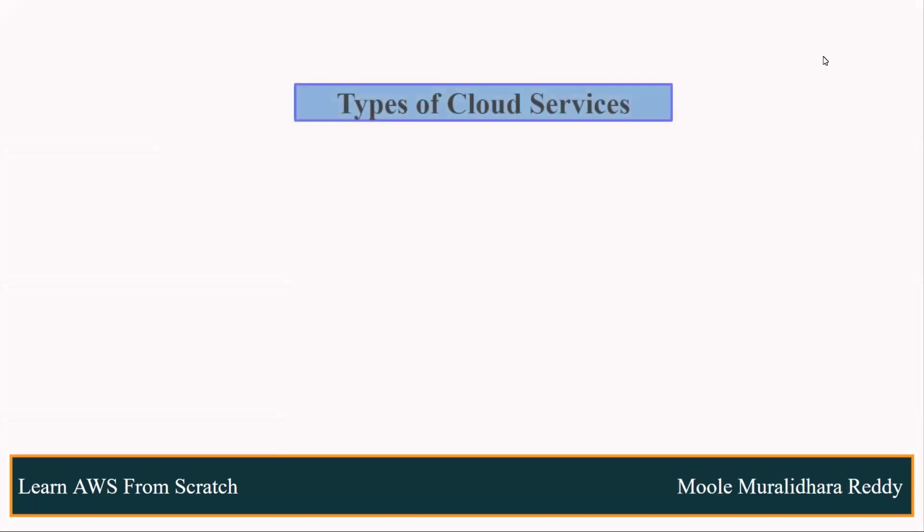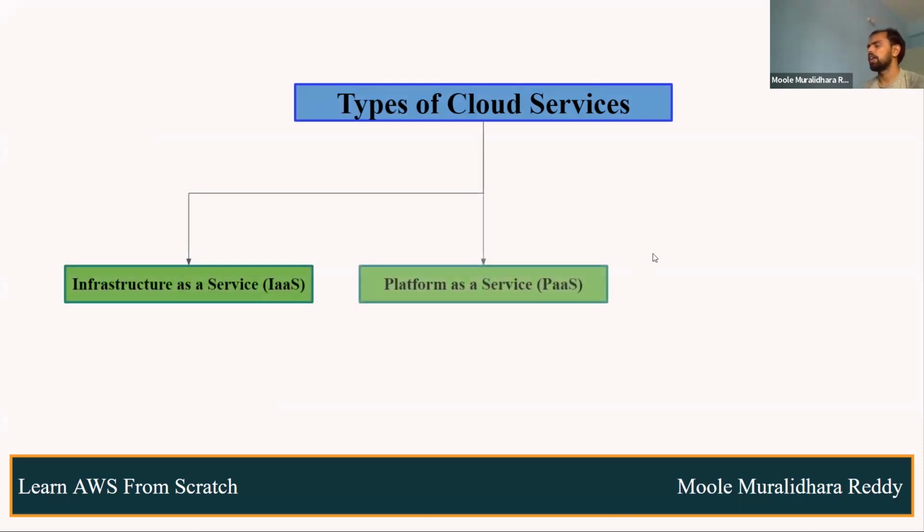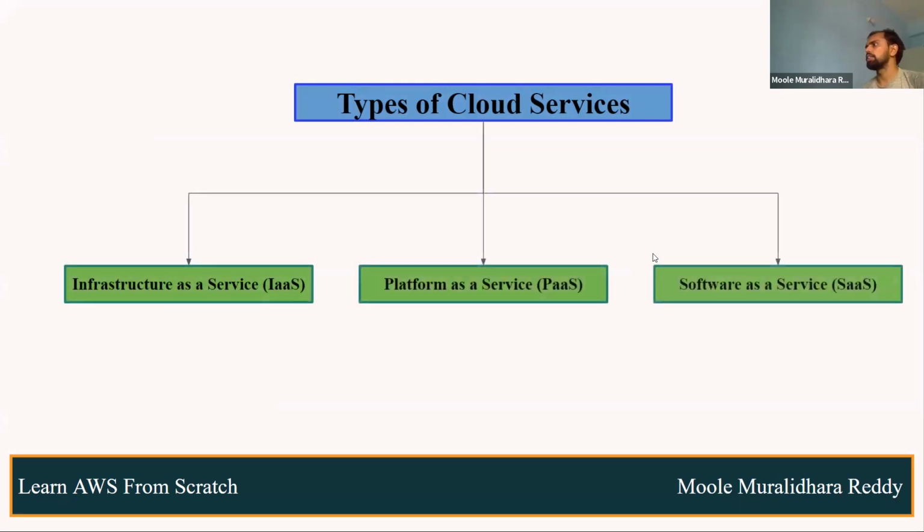There are different types of cloud services available. One is infrastructure as a service, second is platform as a service, and third is software as a service. Now we can discuss them one by one in detail so that you get some idea of exactly which cloud service is available and what the usage of IaaS, PaaS, and SaaS is.